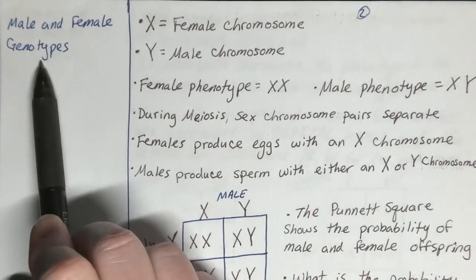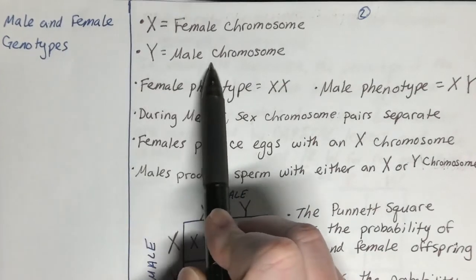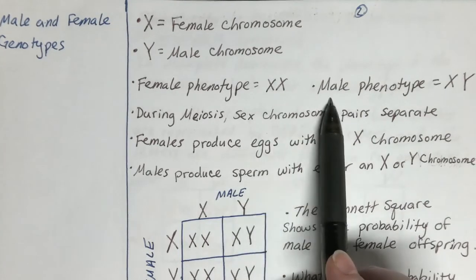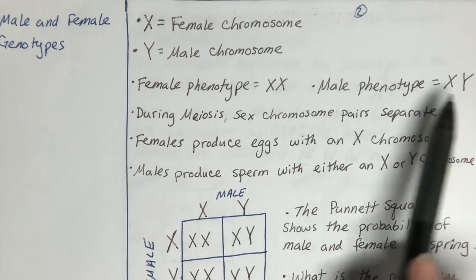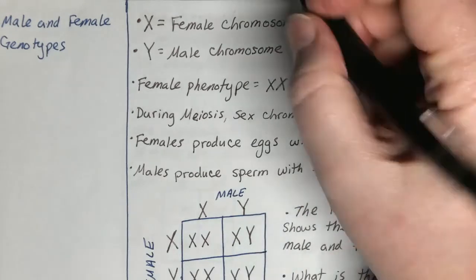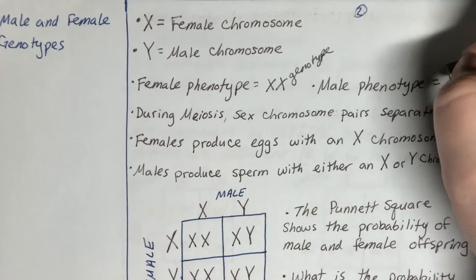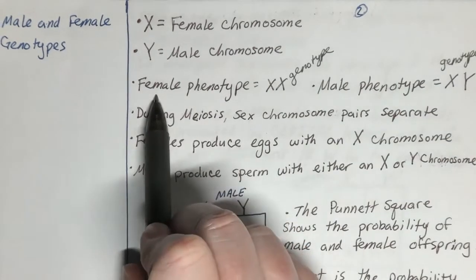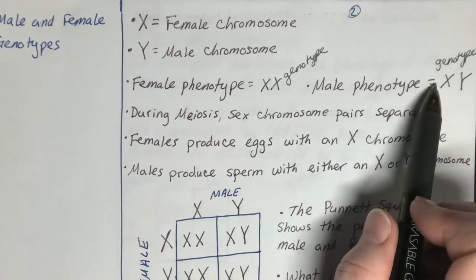Male and female genotypes. X is the female chromosome, Y is the male chromosome. The female phenotype is XX, while the male phenotype is XY. So, female is the phenotype, XX is the genotype. I should have mentioned that. Okay, so phenotype would be female, genotype is XX, phenotype male, genotype XY.